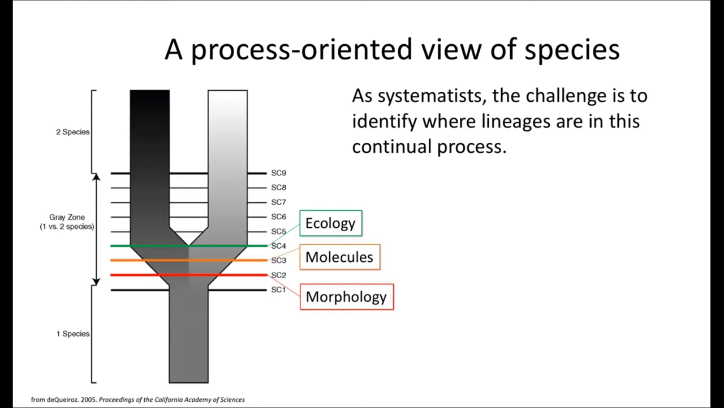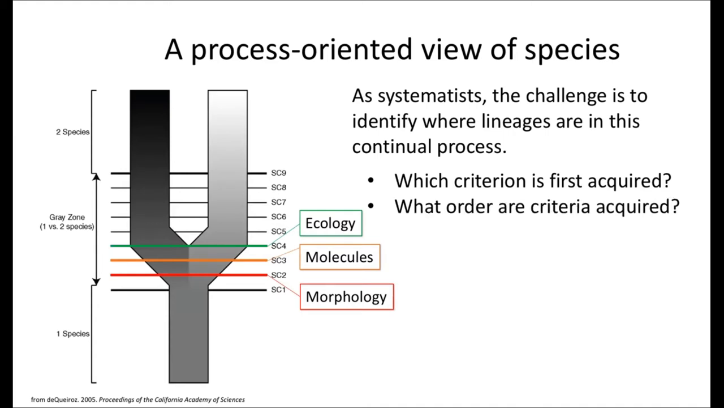But the beauty of this kind of framework is that we no longer are relying on a single type of data or a single line of evidence to tell us where species boundaries are. Any kind of data can inform us of this. And it sets up this really awesome framework as well, where we can start using all these different types of data to ask things about the process itself. So which criteria are acquired? In what order are these criteria acquired? These are outstanding questions about diversification and things that I'm really interested in trying to tackle.